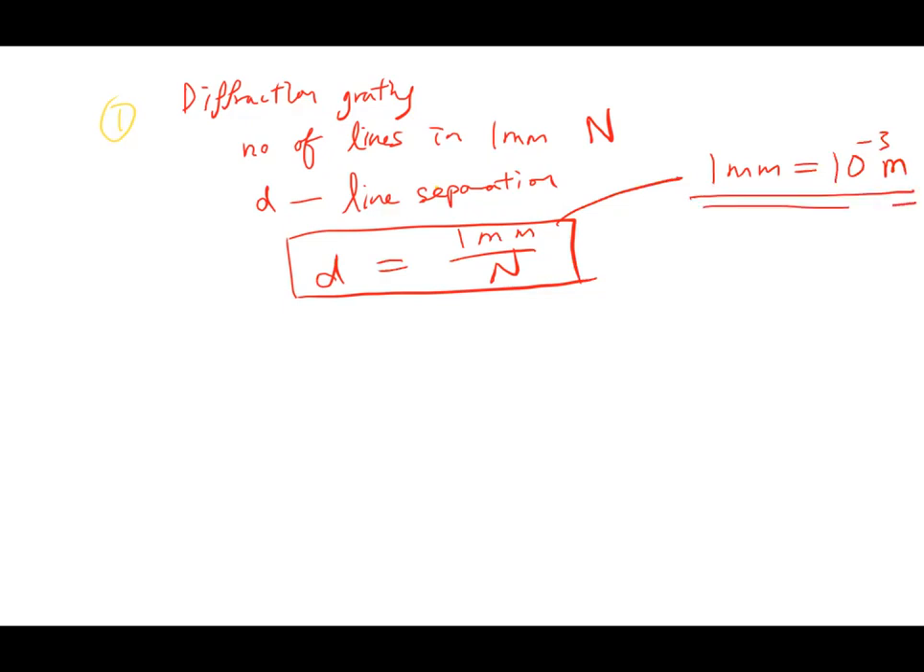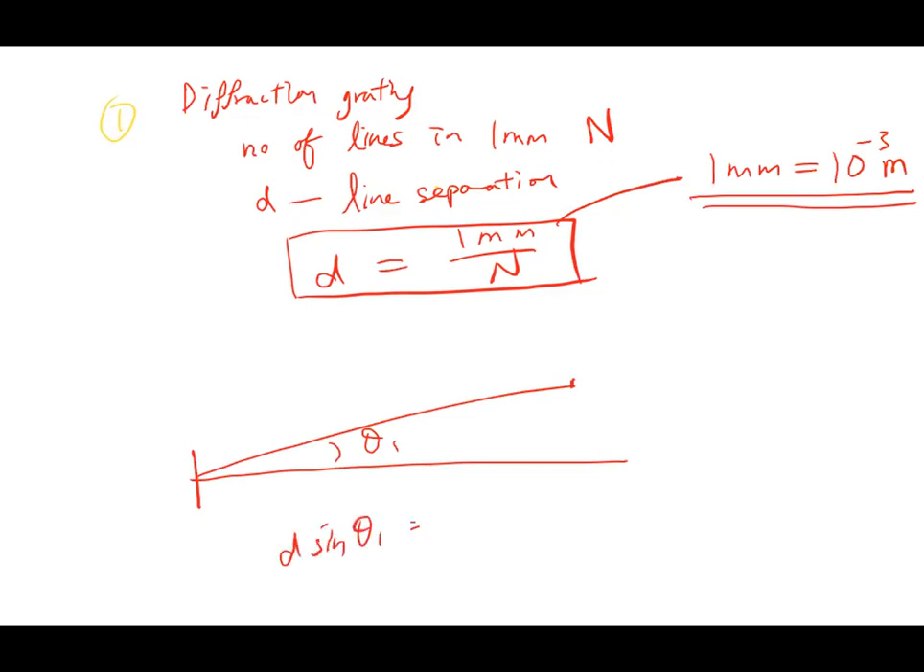Now there will be a question asking that, and then you'll be given theta 1, and you need to look for the wavelength. If D is given, you have the equation, right? D sine theta 1 equals n lambda, right? Surely n is equal to 1. So if you look for lambda, you only need D and theta. If both of them are given, you can find this easily.